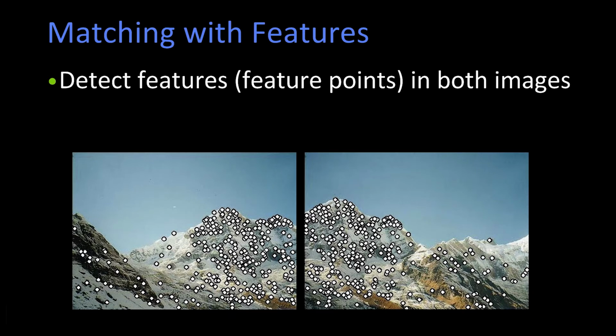The first thing we do is we're going to detect some features, okay? And here features just mean some interesting points. In fact, we're going to define something called an interest point operator that'll find some points that we define to be interesting.